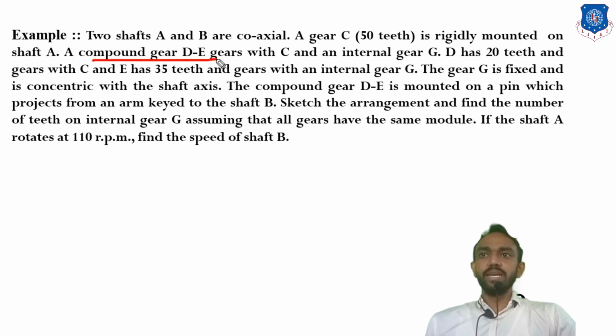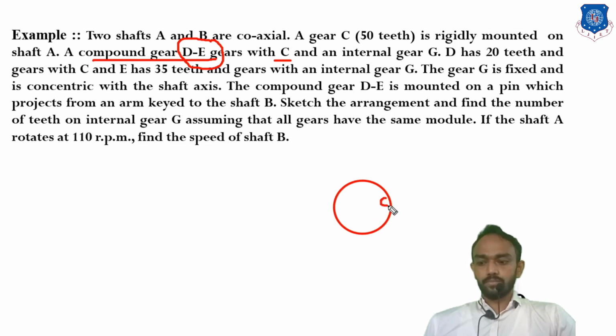So compound gear DE gears with C. DE is a compound gear, meaning a single shaft and two gears, D and E, which gears with C, and integral gear E. Let's check this. So first of all, remember this: what can be the arrangement? We don't know the number of teeth. So first of all, take this: this is C, and one another gear, let's take it as G.